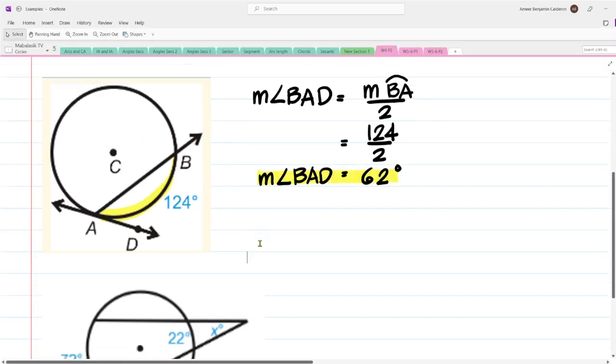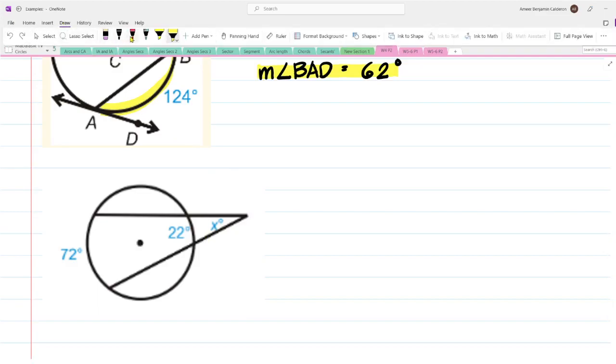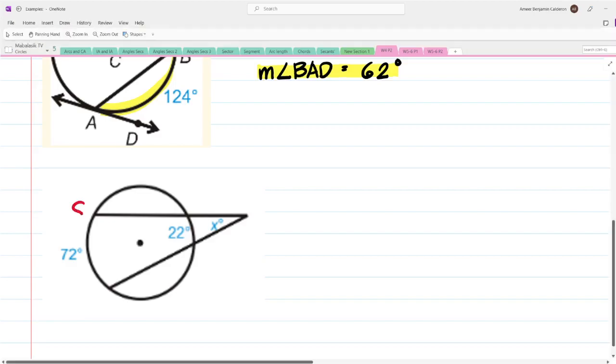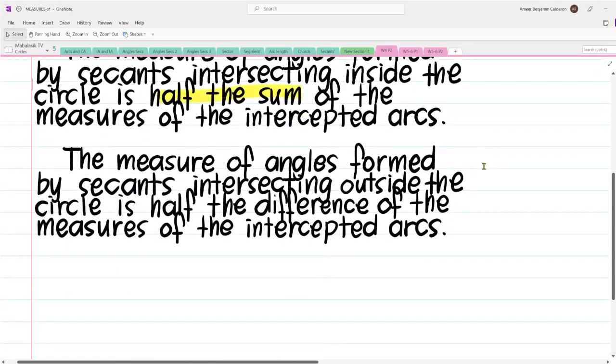Lastly, we have this example right here, and obviously, it is different from the first two examples because the point of intersection is outside the circle. Let us assign names to the points. Say for instance, this is S, H, I, F, T. And we are looking for the angle formed outside the circle. So let us go back to our concepts, and obviously the third one is outside.